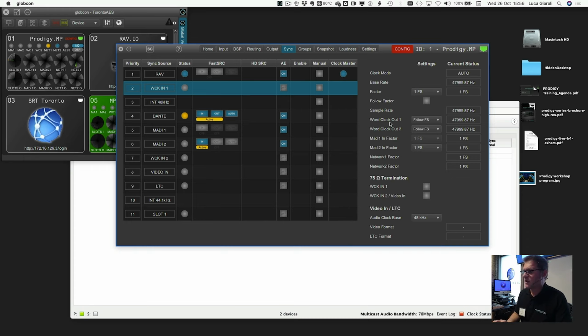Then, the word clock out. The Prodigy offers 2 word clock output connectors. They are independent. They are always providing the current clock master. But once again, you can decide to distribute the base rate or always 1FS. So let's say now I decide to work at 96 kilohertz. Can I change from 48 kilohertz to 96 kilohertz now immediately? Of course I can. The only problem is that Ravenna will not be happy.